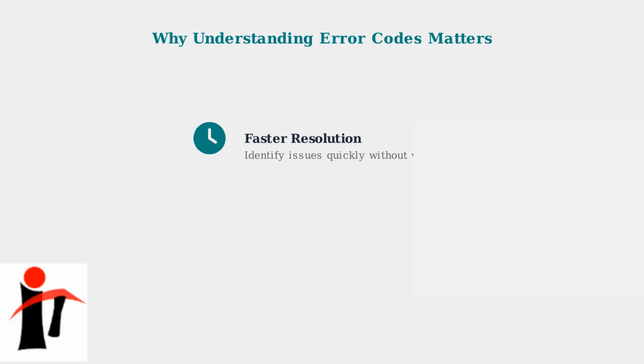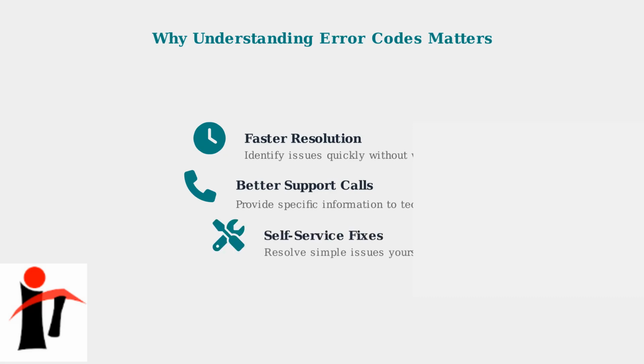First, it enables faster problem resolution by helping you identify issues immediately without waiting for technical support. Second, when you do need to contact support, knowing the specific error code allows you to provide technicians with precise information, leading to more effective assistance and shorter call times. Finally, understanding error codes empowers you to perform self-service fixes for common problems. Many error codes can be resolved with simple steps like power cycling your equipment or checking cable connections, saving you time and avoiding service calls.